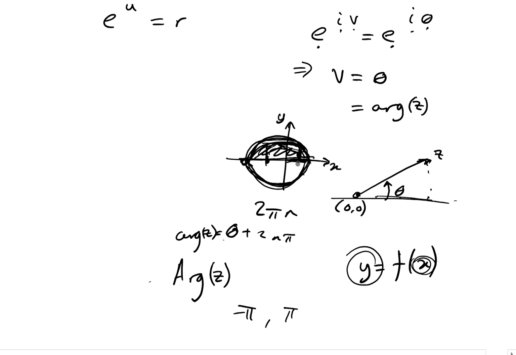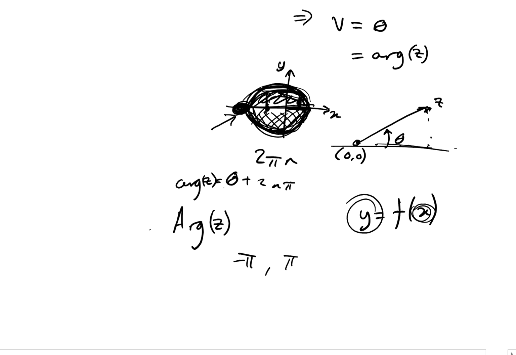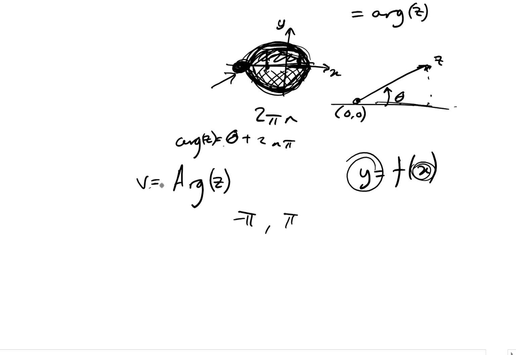So you still get all the points. But it just means that you can only go anti-clockwise, and you have to finish at this point on the x-axis over here, or you can go the clockwise way around the circle. You still get the same points. It just means that basically you can only go from minus pi to pi. Okay, so v is equal to the capital Arg of z.